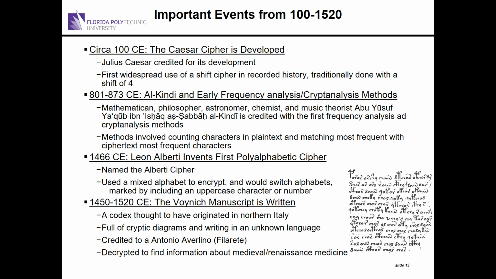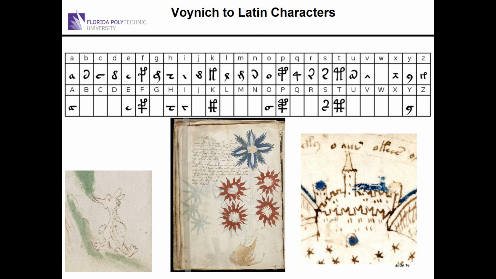Here, we will see the characters found in the Voynich manuscript, as well as some strange drawings, including one of a dragon, an illustration of some strange flowers, and a sketch of a castle.